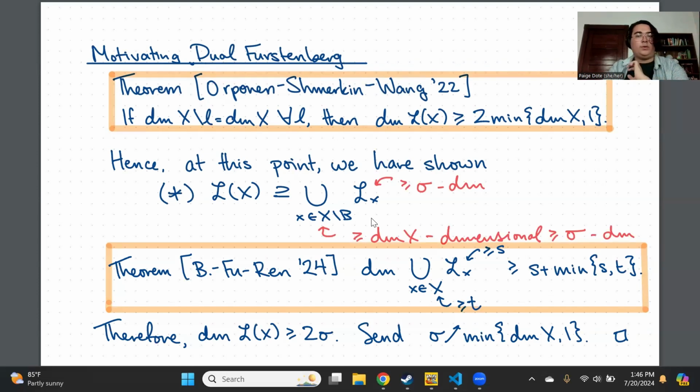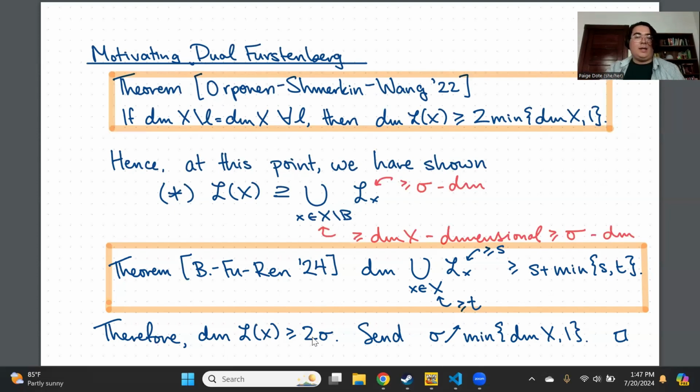But here's the following general result that holds in R^n that will be helpful for later, which is due to myself, Yuqiu Fu, and Kevin Ren from earlier this year. It says that the dimension of a union over a t-dimensional set of points x, where through each point x there's at least an s-dimensional family of lines, is at least s plus the minimum of s and t. This is known as the dual Furstenberg set. We'll get to it more momentarily, but for now, we'll just use this result here.